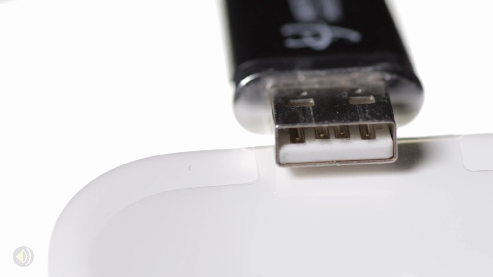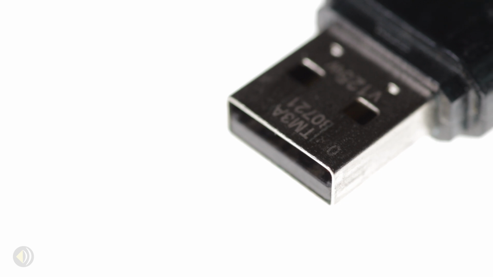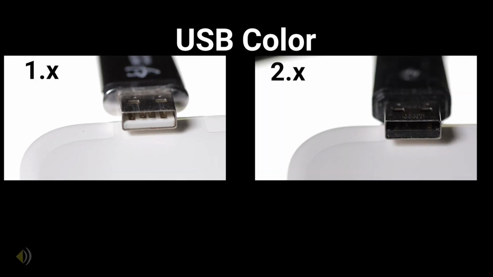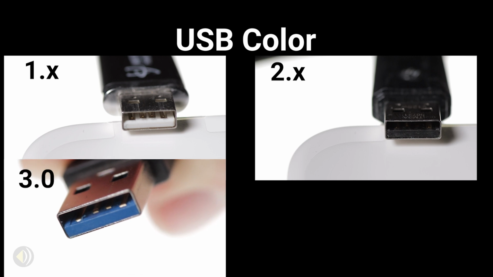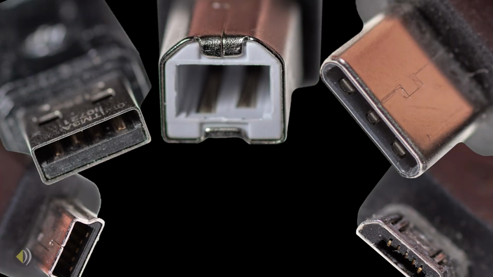Finally, the color found on the end of a USB connector is used to help identify the USB standard. White indicates a USB 1 standard, black a USB 2 standard, blue a USB 3 standard, and teal blue USB 3.1, and red is sometimes seen for USB 3.2. And that is the different types of USB.